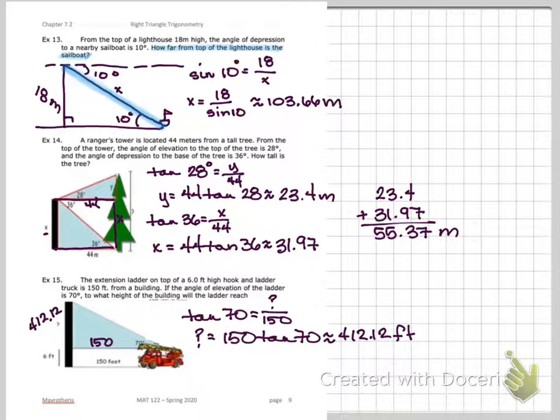We have to add on the 6 feet at the bottom because we want to make sure we are measuring how far up the building we can go. Since our ladder is already starting 6 feet off the ground, we have to take that into consideration. So that ladder will reach 418.12 feet up the side of the building. And that's it. That is 7.2 done.